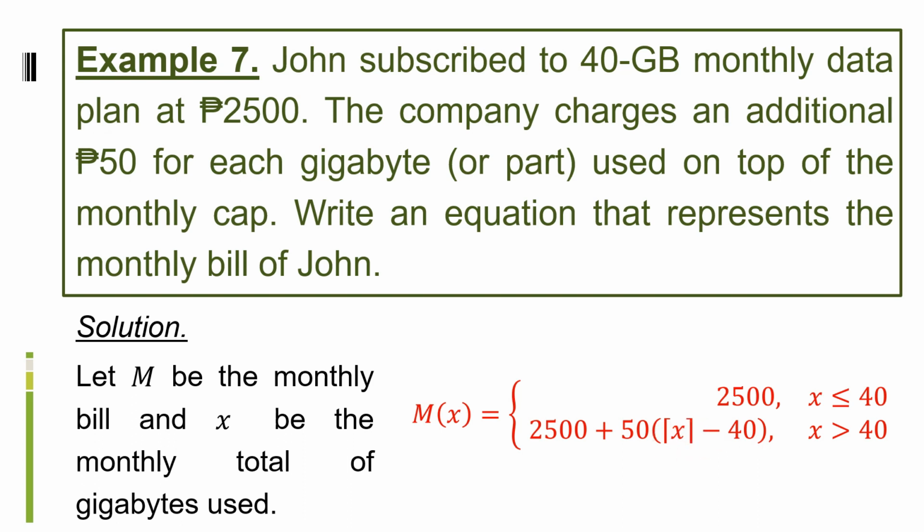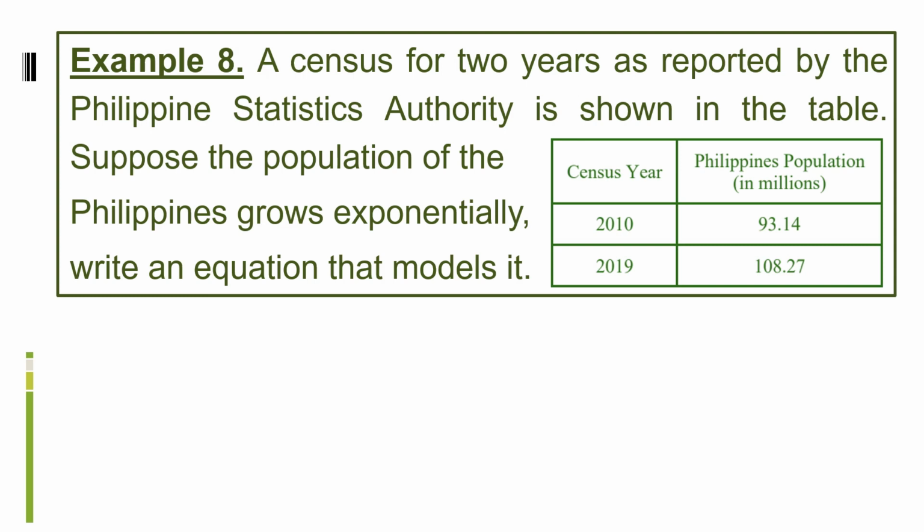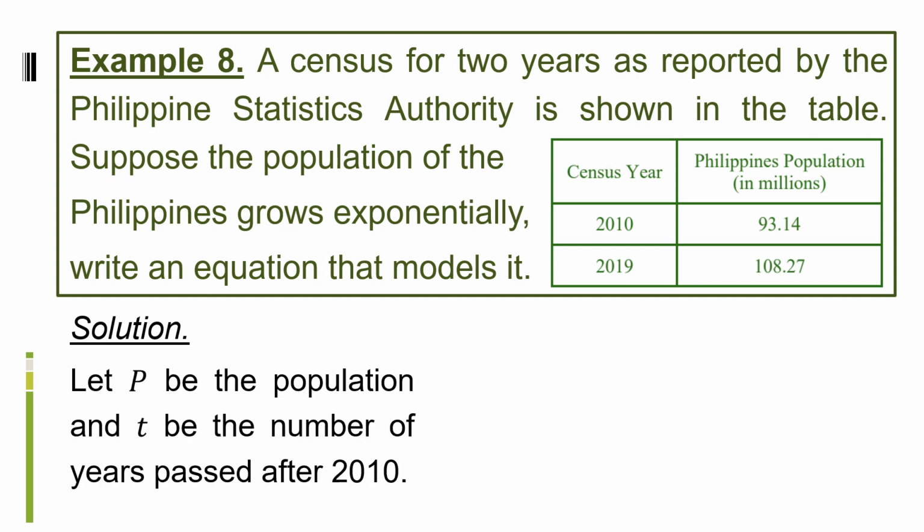That is why we used that. A census for 2 years as reported by the Philippine Statistics Authority is shown in the table. Suppose the population of the Philippines grows exponentially. Write an equation that models it. So here we will use exponential functions. We let P be the population and T be the number of years passed after 2010. So 2010 is our year 0, and 2019 is year 9 because 9 years have passed after 2010. So we have 0 and 93.14 as the first point and the second point as 9, 108.27.